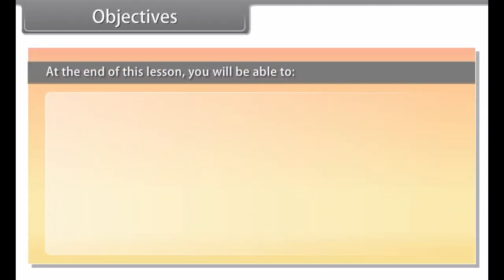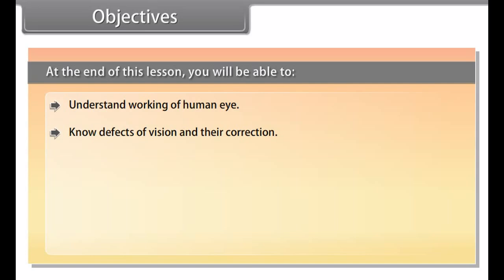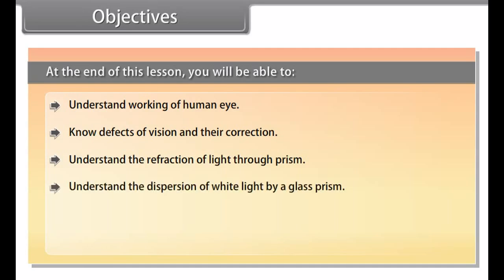Objectives. At the end of this lesson, you'll be able to understand the working of the human eye, know defects of vision and their correction, understand the refraction of light through a prism, understand the dispersion of white light by a glass prism, know atmospheric refraction and its applications, and know scattering and its applications. The human eye and its working.